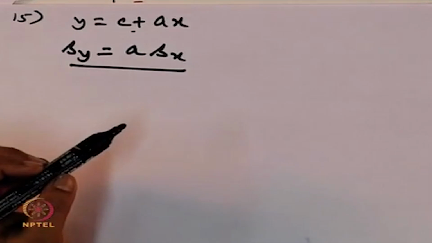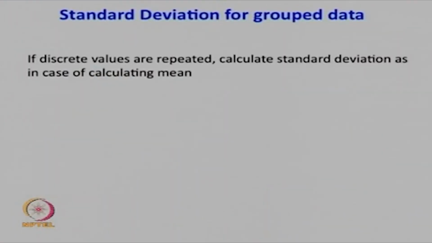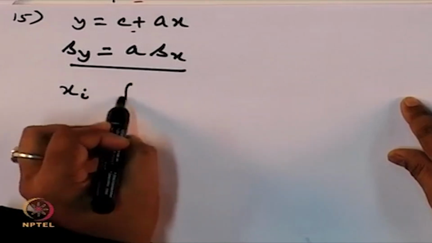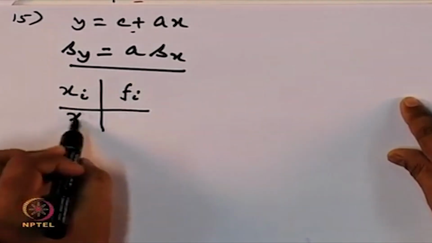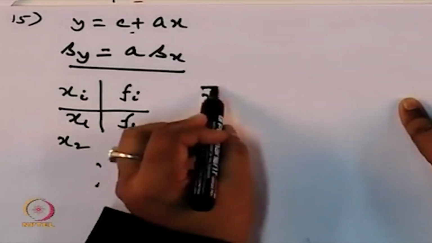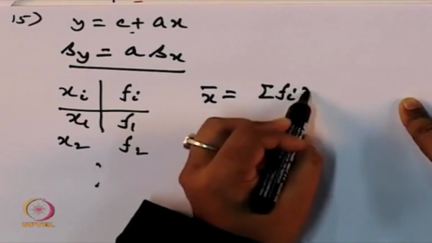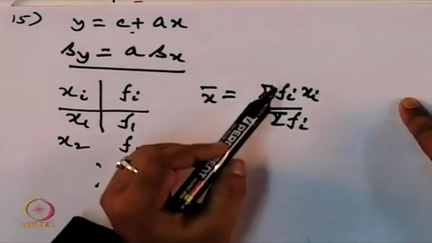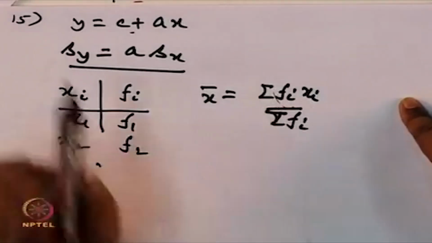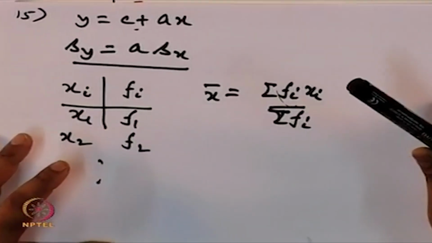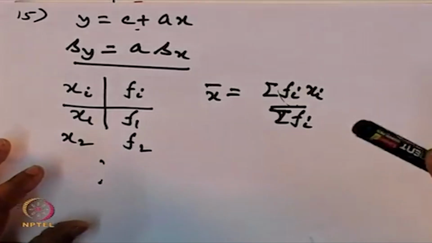Now, this can be extended to find the standard deviation for grouped data. For grouped data, I mean that if you have xi and an fi for the corresponding values, x1 is f1, x2 is f2, and so on, then I know my x bar is summation fi xi by capital N, or by summation fi. All I need to do is compute these frequencies and put them in place to get the final value. So, that is all about the basics of standard deviation. I hope you understand.